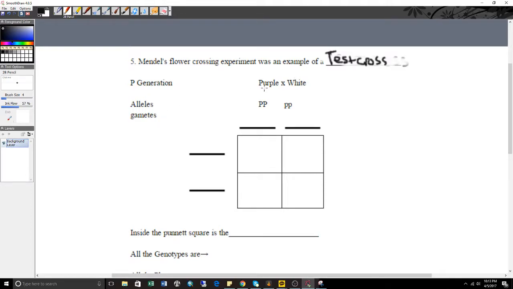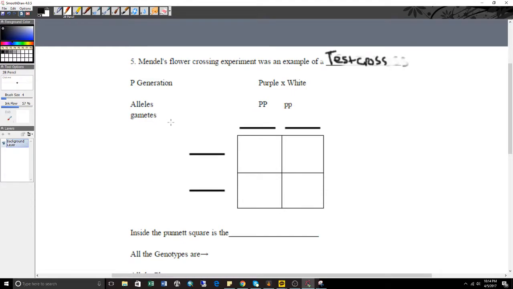So Mendel, in his case, used a true purple and a true white. This means this one was homozygous dominant, and this one was homozygous recessive. Remember, homozygous means the same, so two of the same alleles.